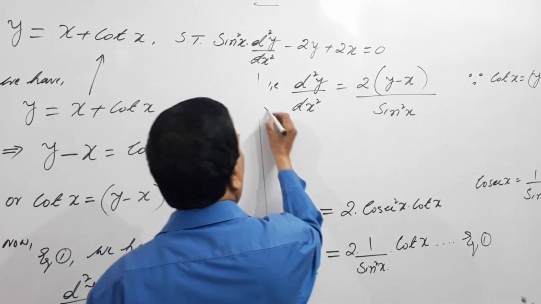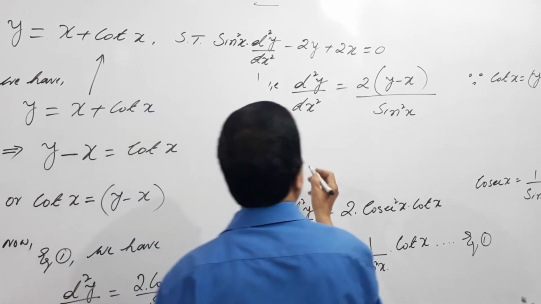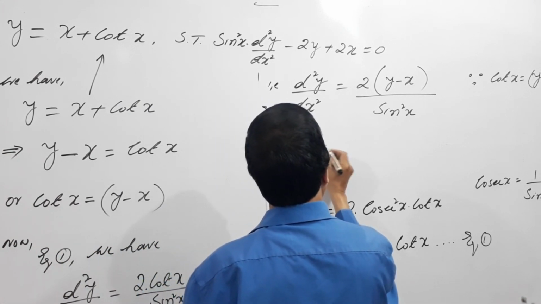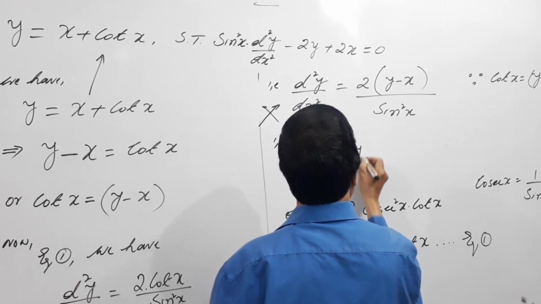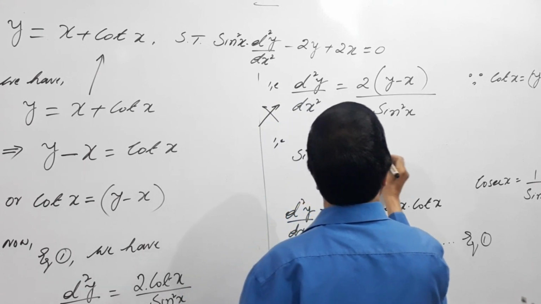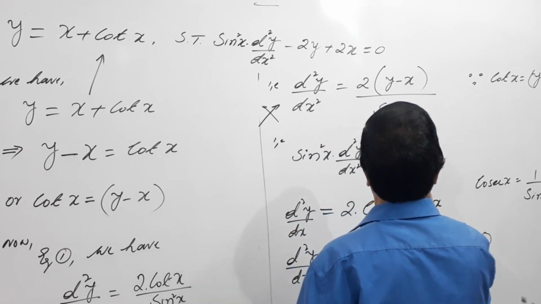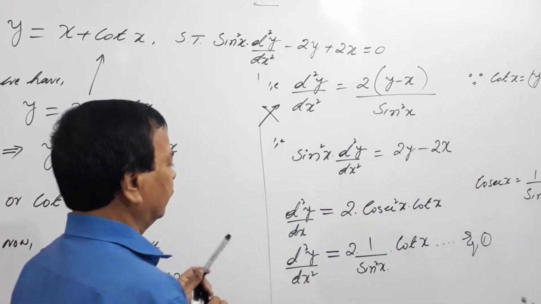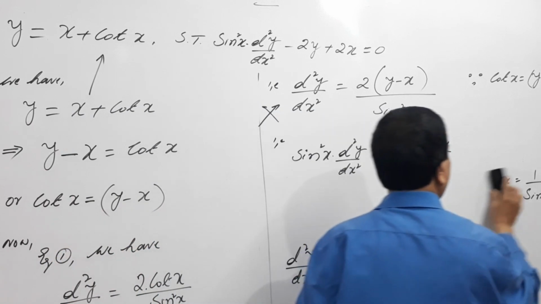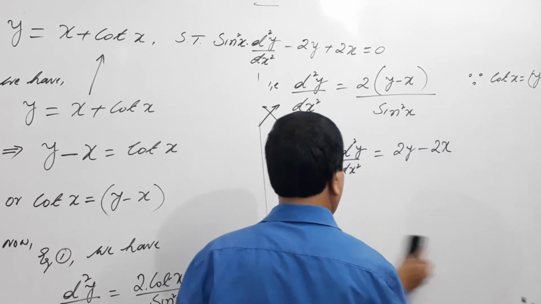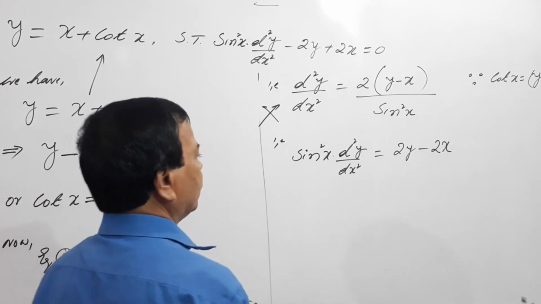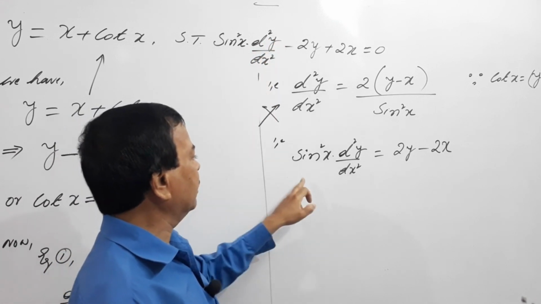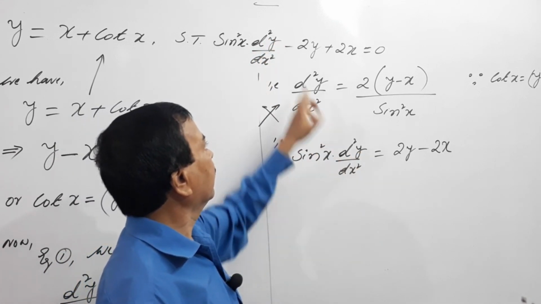Now I'll cross multiply. What happens here? That is sin square x into d square y by dx square equals, if you multiply this, 2y minus 2x. So what he wants is sin square x into d square y by dx square on the left hand side.